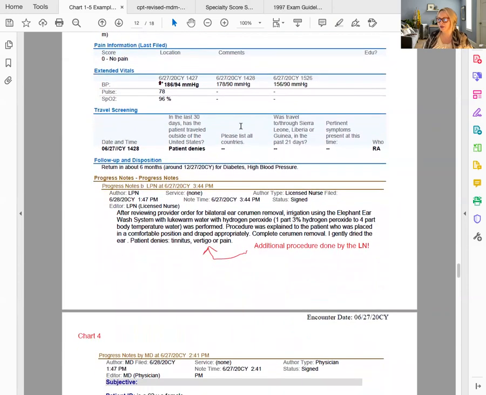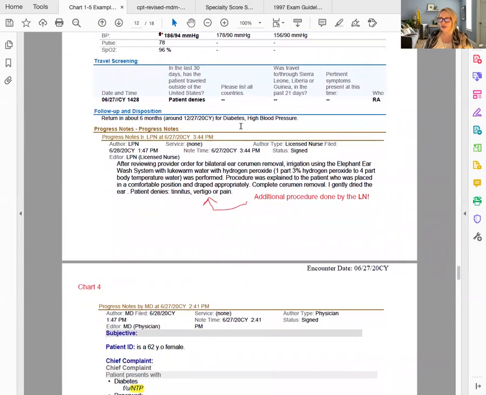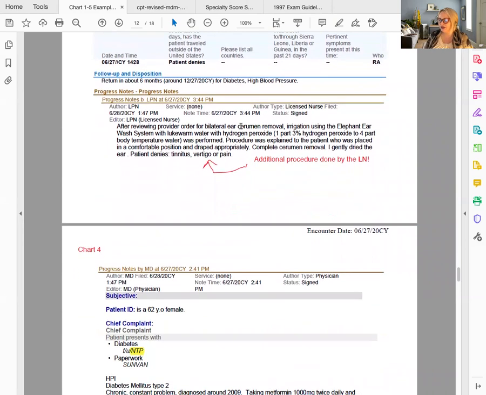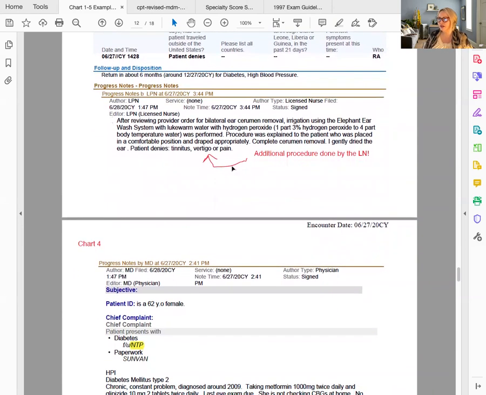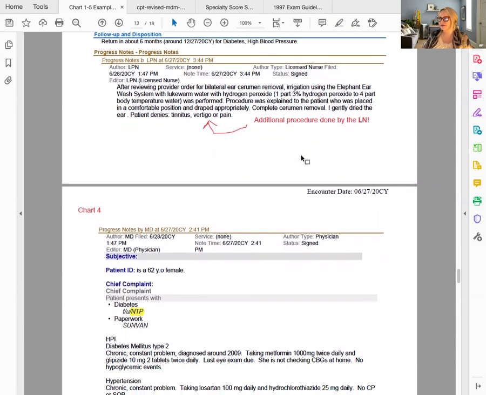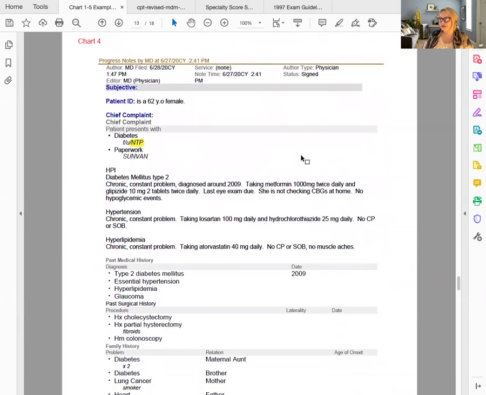If you need to query the provider, remember to treat me as if I am the provider and send me a query. There's also an additional procedure done by the licensed nurse. And they're also getting some sunwork or paperwork from Sunwork. I'm assuming this would be something to do with their job or residency.